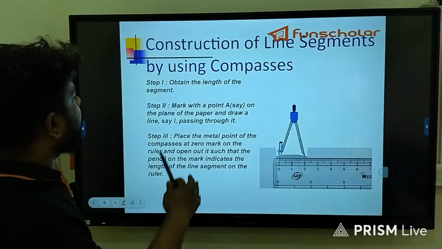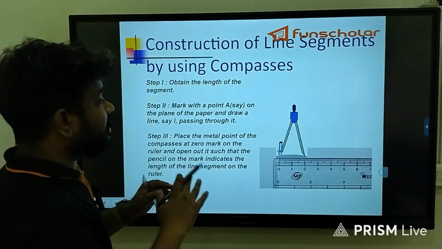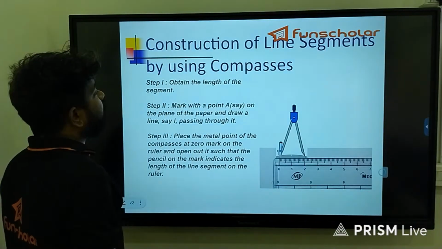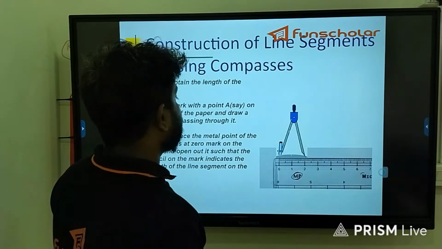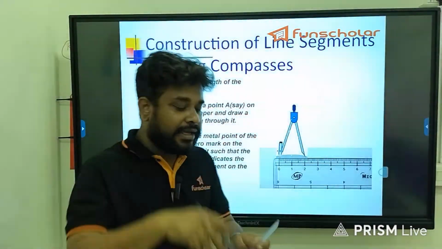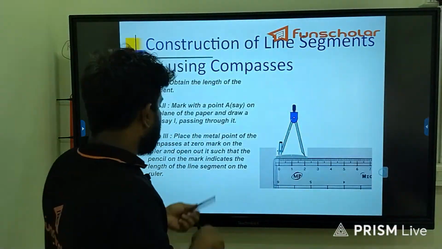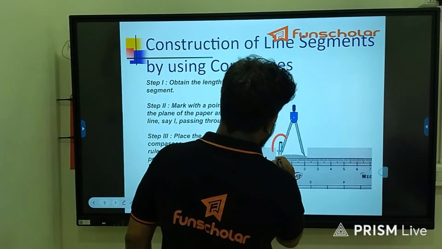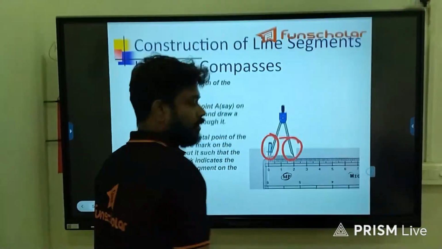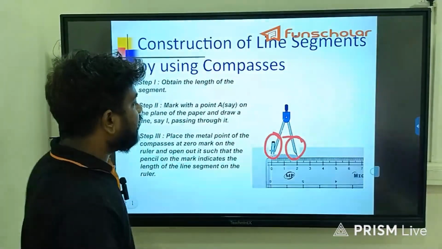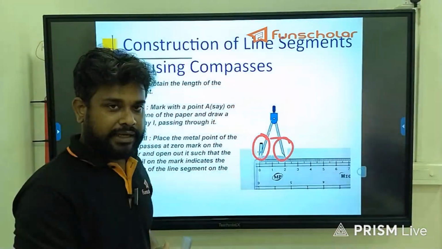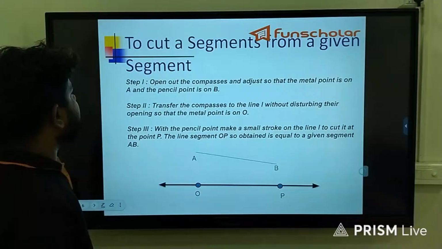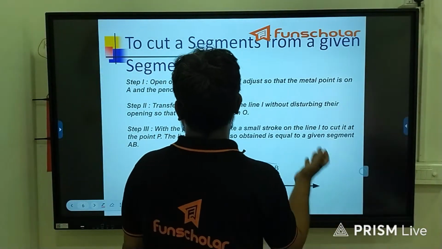Next, obtain the length. This is another process by which you guys can draw the line segment by using compasses. Obtain the length of the segment from the scale. Take the pencil compass and take the total line in the scale, like pointing it at the 0 point and the 2 point. The measurement is being done and then you draw the line. Okay, so done.